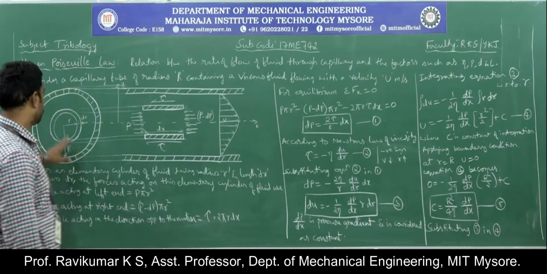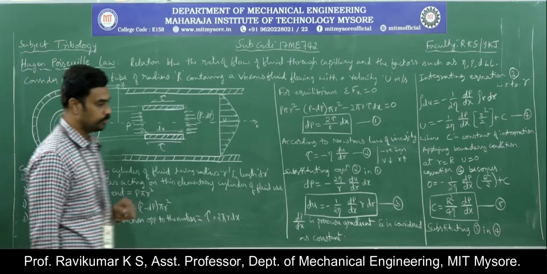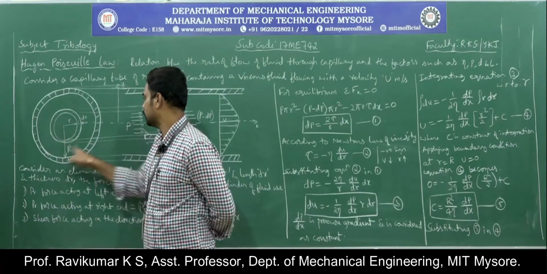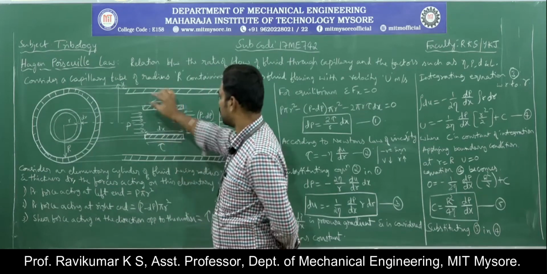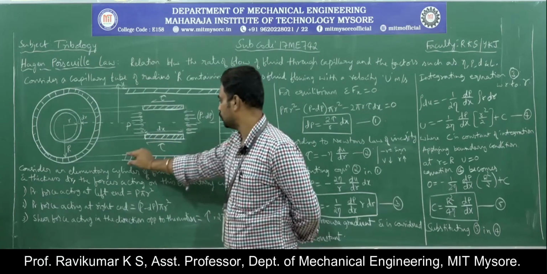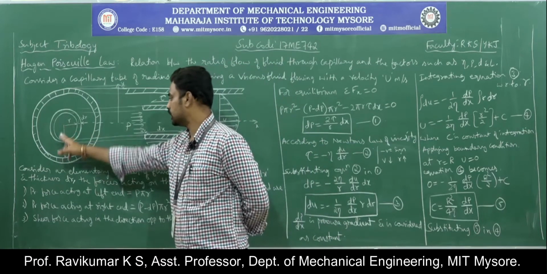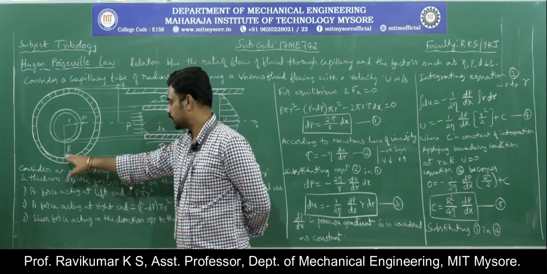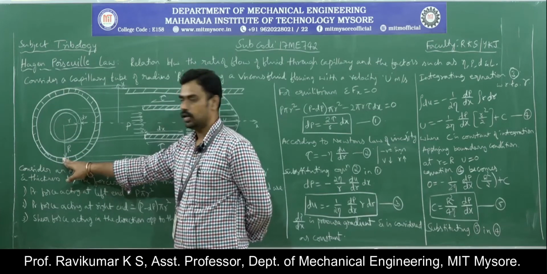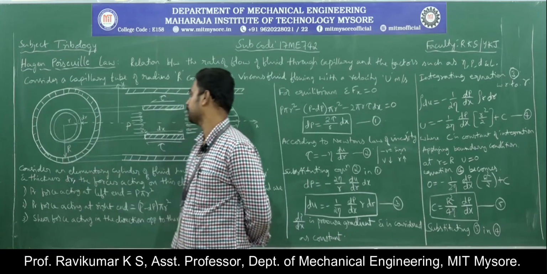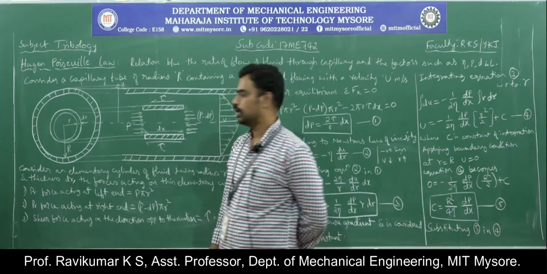So here a capillary tube is considered, something like this. It is a tube. In the side view it will look like this. It is a capillary tube with the radius capital R. The inner radius, from the center to the inner wall of the tube, is capital R. So this is the capillary tube. The flow will be inside the capillary tube like this.